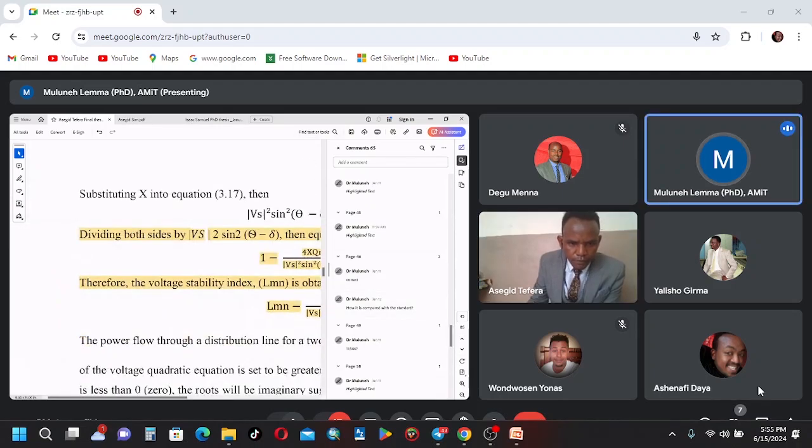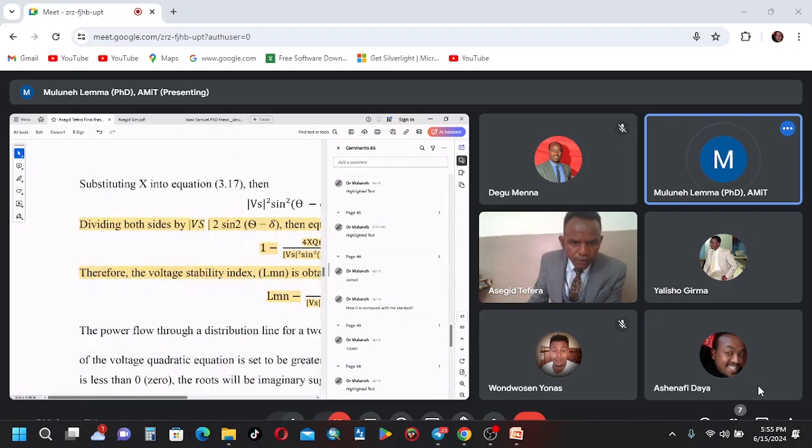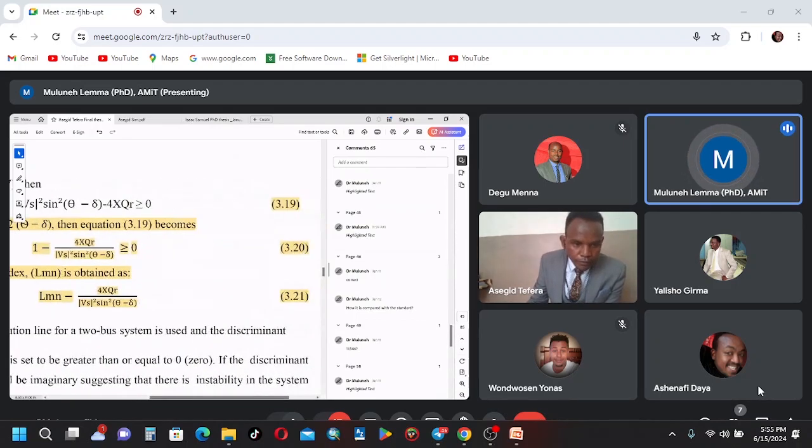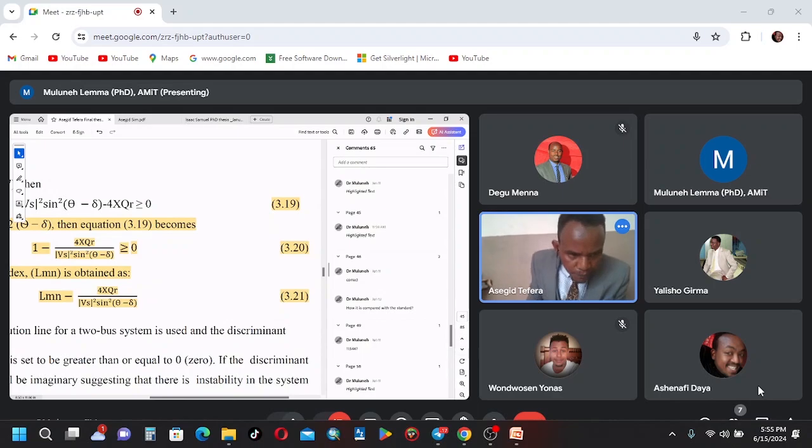This is the equation on 3 to 1. The line stability index is not minus, it is equal to 4 times the impedance of the transformer or the feeder times the reactive power.